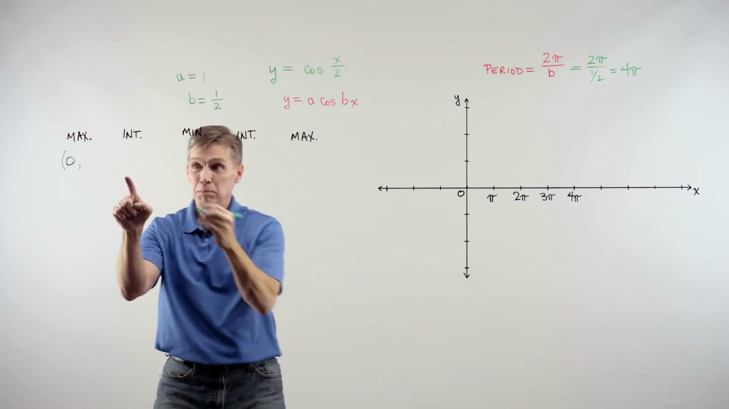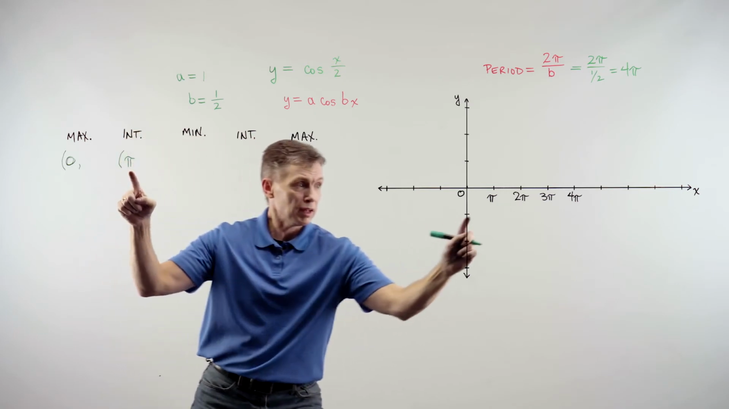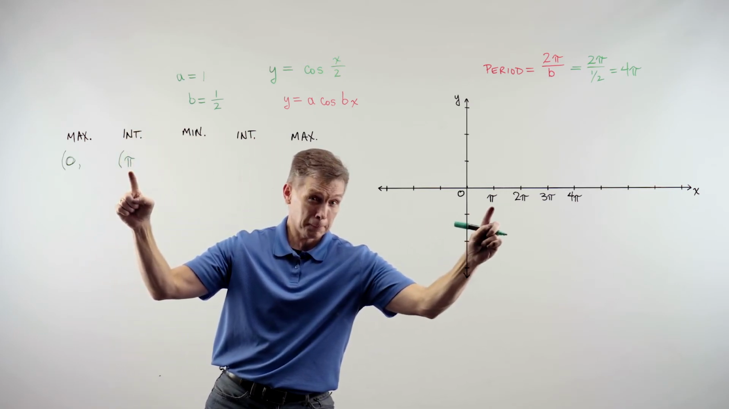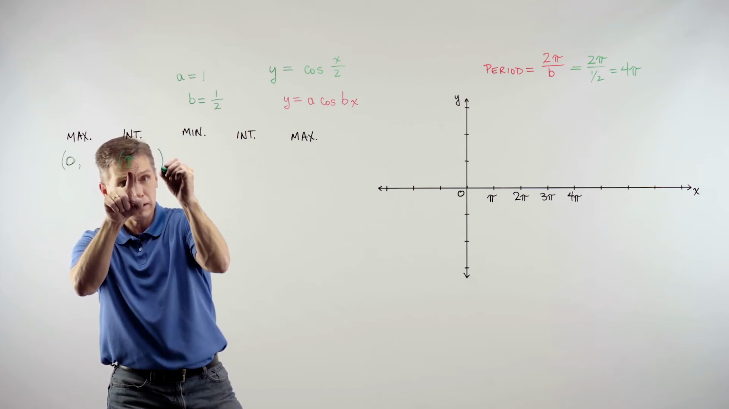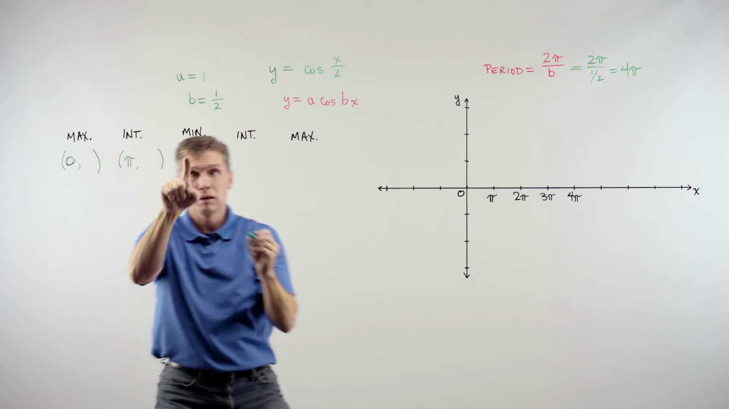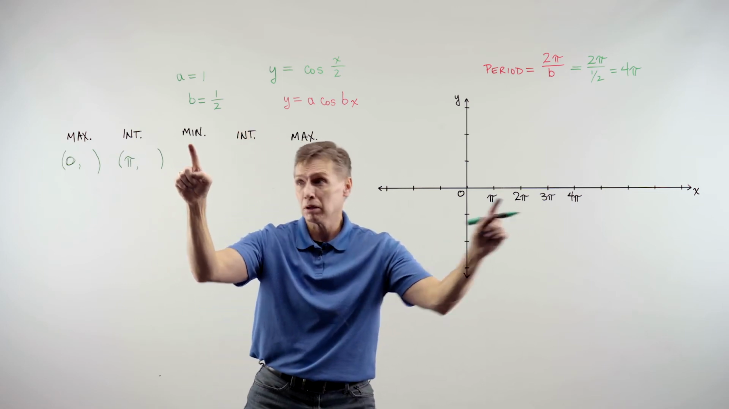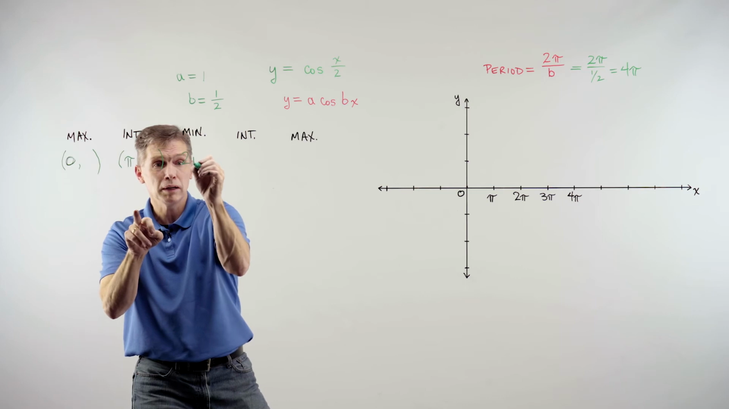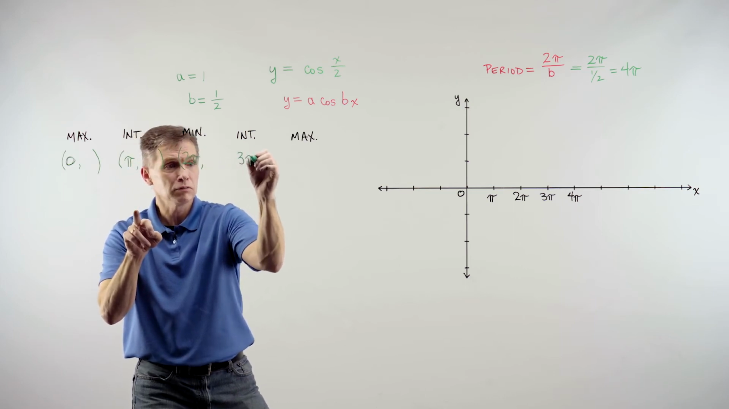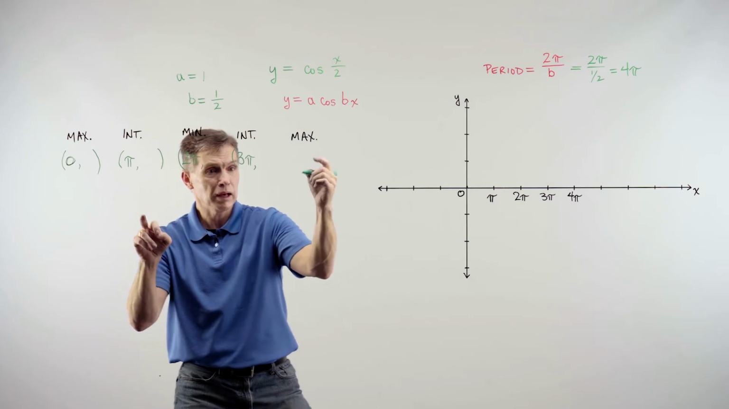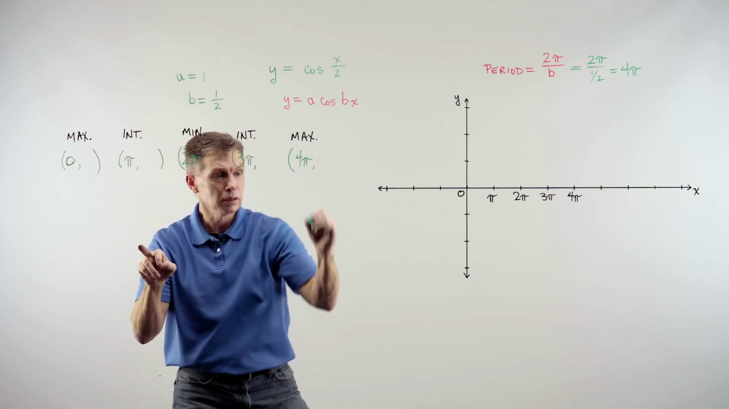Now the intercept is going to have an x-coordinate of that first tick mark that you figured out, comma, and we'll fill this blank in a minute. The minimum, the next key point, go to your next tick mark. That's going to be the 2 pi, comma. This is going to be a 3 pi for the next intercept. And the maximum is going to be at 4 pi, comma.